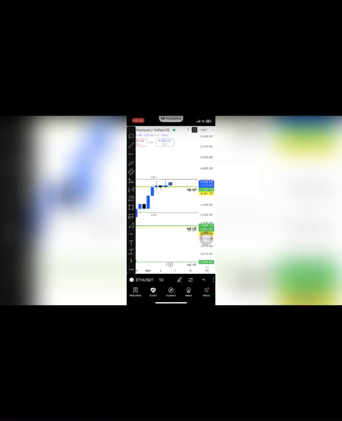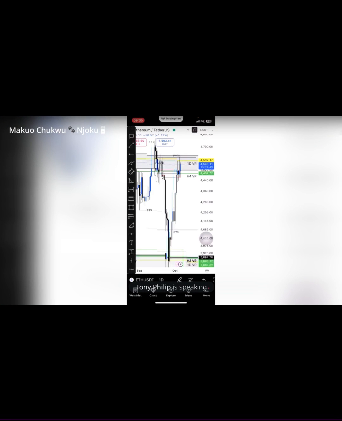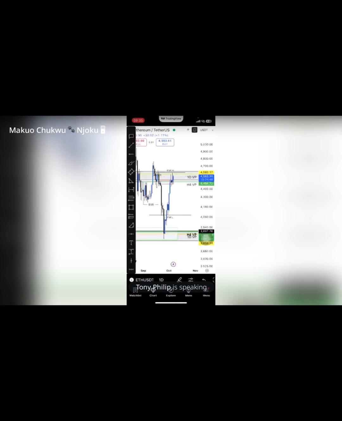Then we go to the daily time frame. On the daily time frame, I now see a new daily supply zone. So this is a supply zone on the daily time frame. This here, the supply zone. Then the demand zone for the daily time frame still holds below there. This level is the demand zone on the daily time frame, where it still holds.